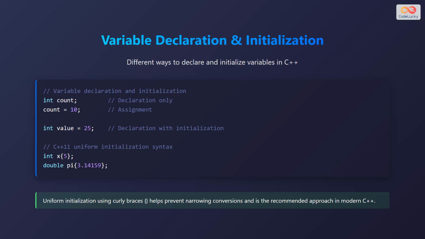3.14159. It is important to note that uniform initialization using curly braces helps prevent narrowing conversions and is the recommended approach in modern C++.